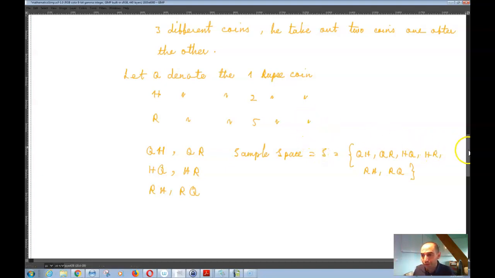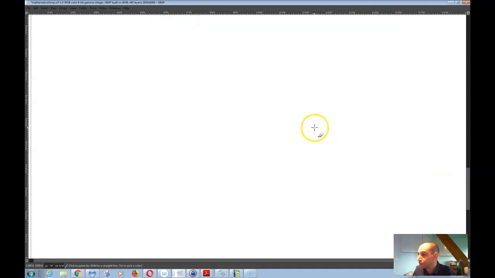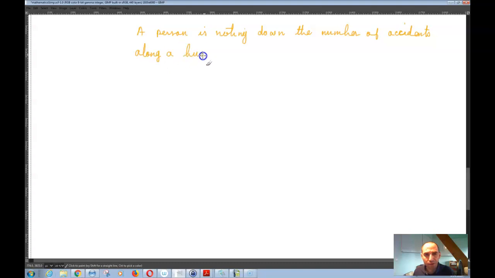Now the second problem that we had here is basically: a person is noting down the number of accidents along a busy highway during a year.